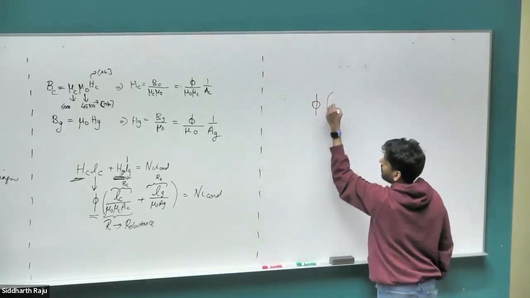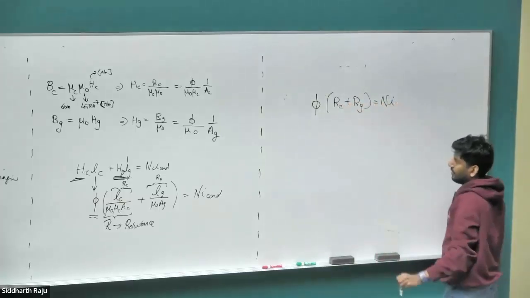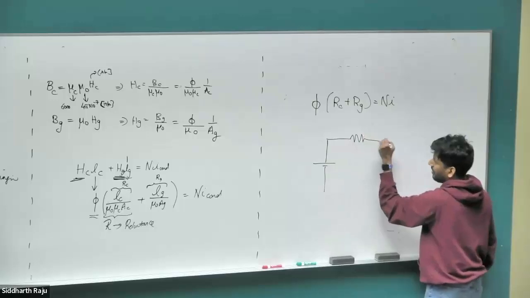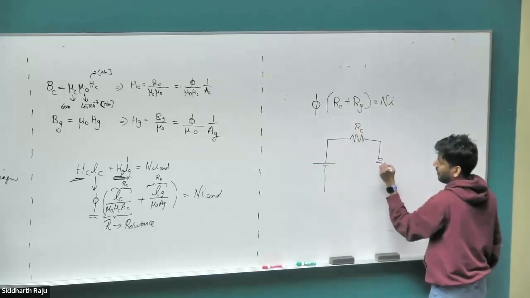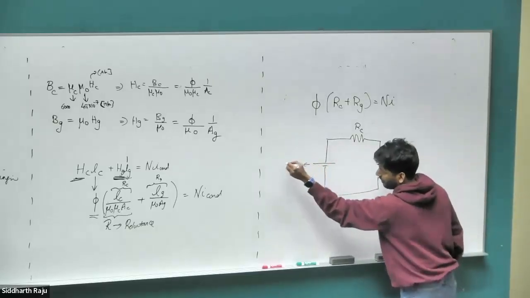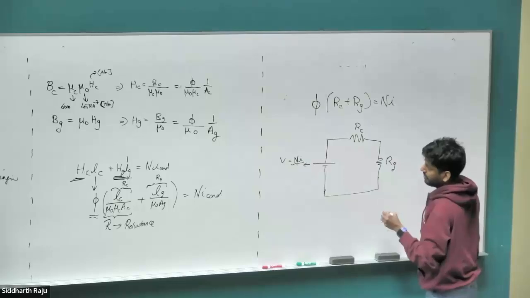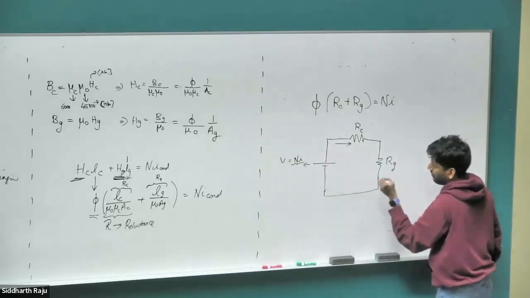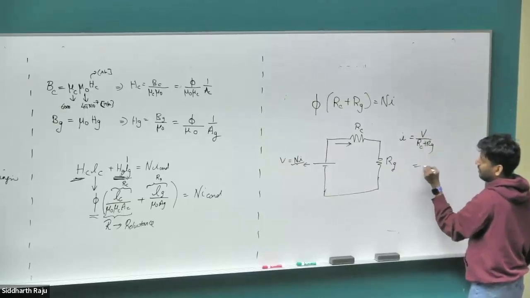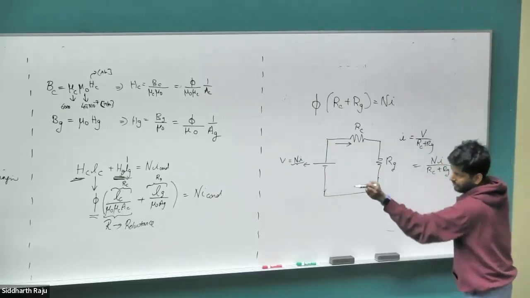So flux times Rc plus Rg is equal to Ni. If you look at this, this is exactly the same as if we had a voltage source and some resistance for the wire and some actual external resistance, and close this. If this voltage was some V equal to whatever Ni comes out to, and this resistance is the same as the reluctance that we have there, then the current through the circuit I is going to be equal to V divided by Rc plus Rg, which in our case we are representing V as Ni divided by Rc plus Rg, which is the same as our flux state.